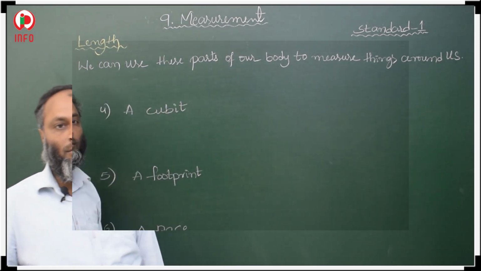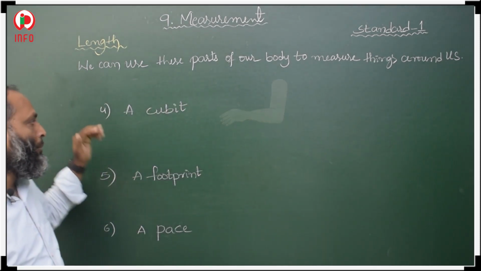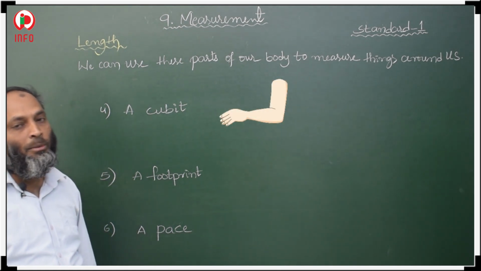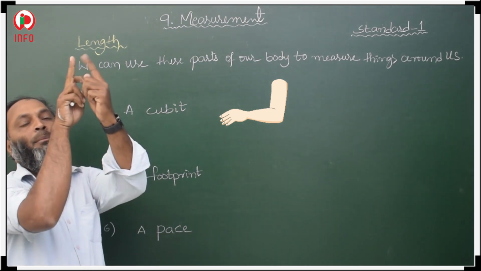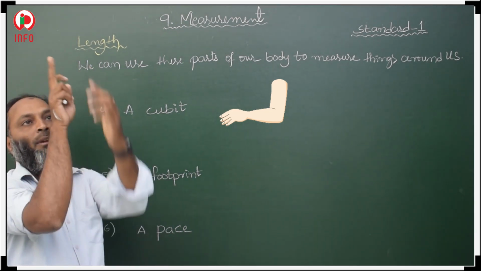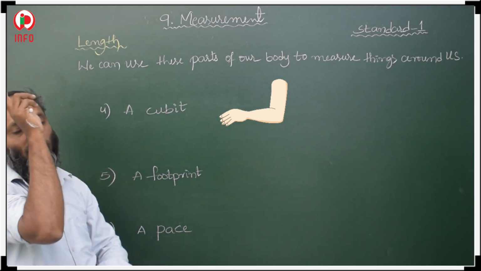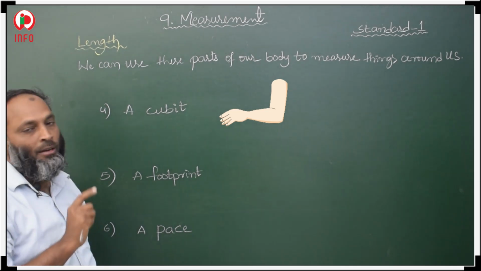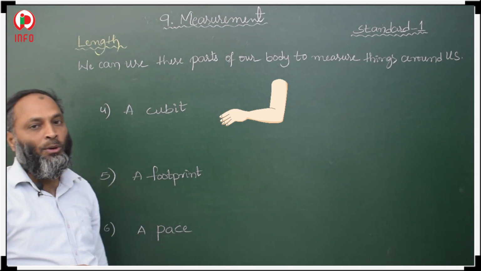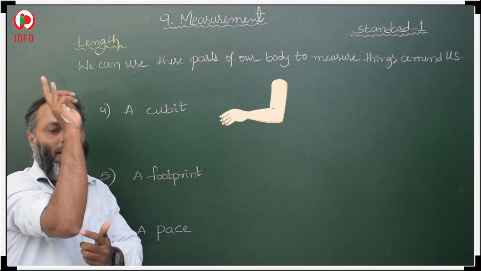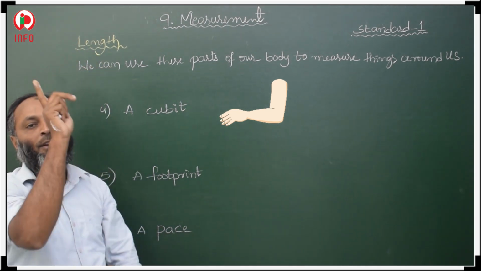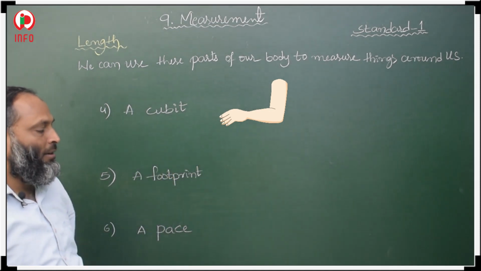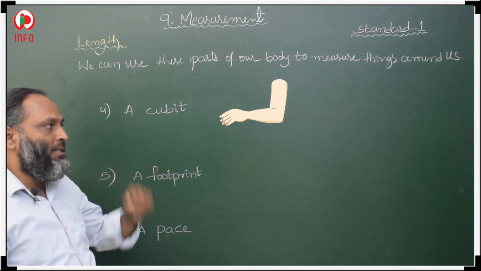Now the next unit, a cubit. What is a cubit? A cubit is the distance from the elbow to the middle finger. The total distance from the elbow to the middle finger is equal to 1 cubit. So that is our 1 cubit. In the figure, 1 cubit is given. See there.